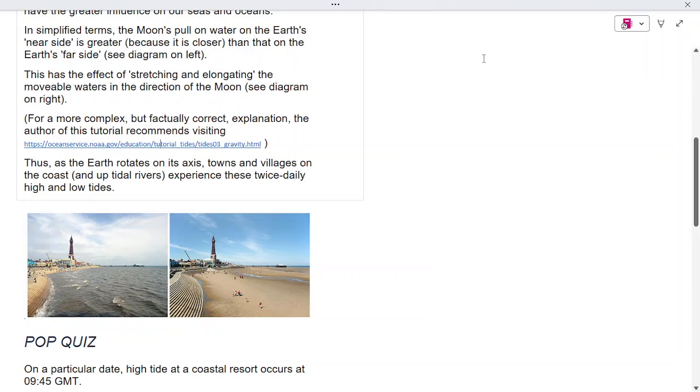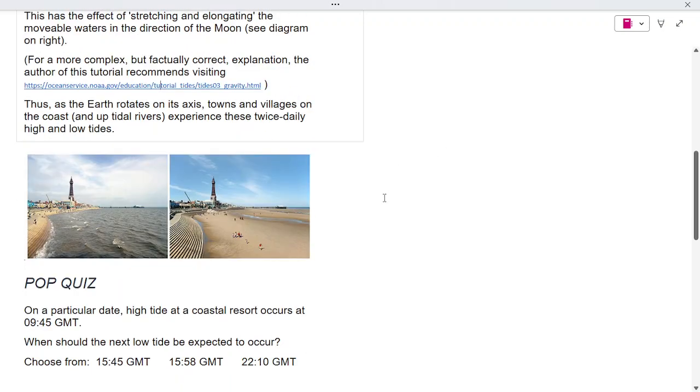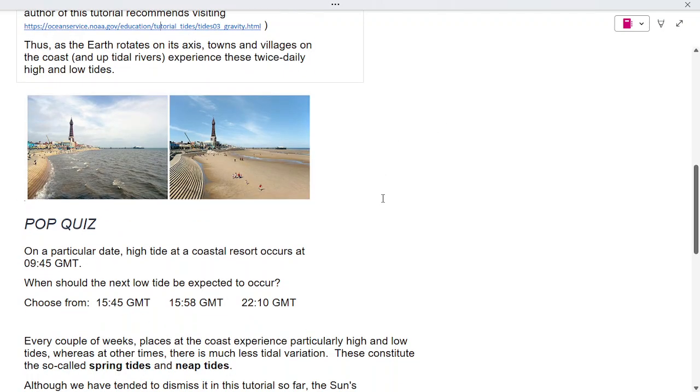So the waters effectively stay the same and the Earth rotates so that a place on the coast experiences a high tide and then a low tide, then a high tide and then a low tide. And there we go, quite a nice illustration showing Blackpool up in Lancashire, and that illustrates very nicely the difference between high tide on the left and low tide on the right.